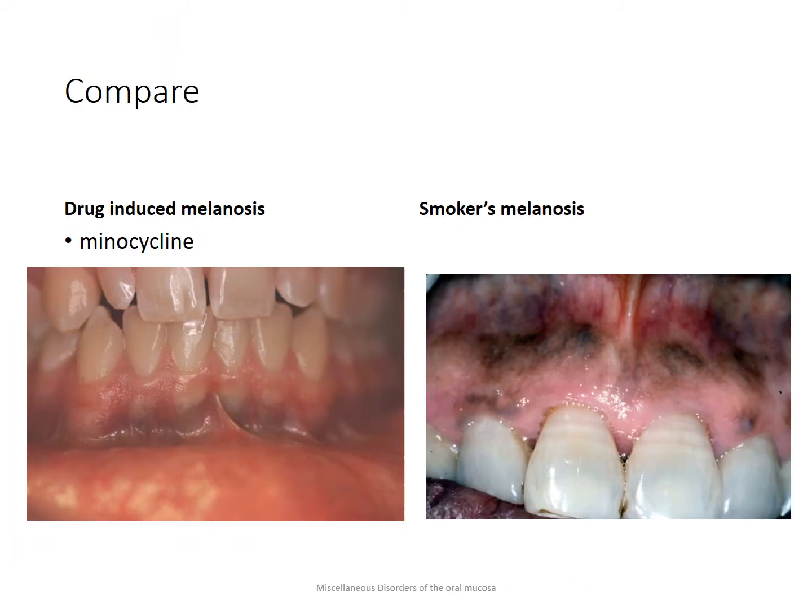So this is just to compare drug-induced melanosis with smoker's melanosis. Sometimes it can be very difficult to tell the difference, but the pictures that we see here show that probably minocycline-induced melanosis is seen more in the lower part of the attached gingiva and is more uniform and grayish, whereas the one with smoker's melanosis is a little more diffuse and probably existing all over the attached gingiva.